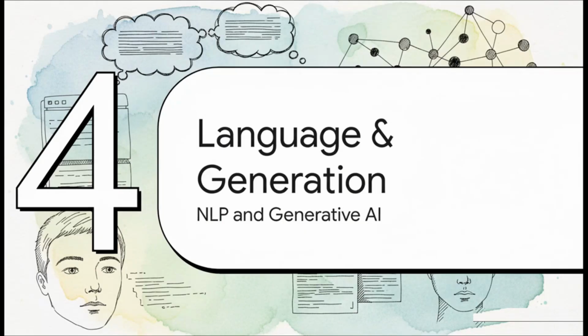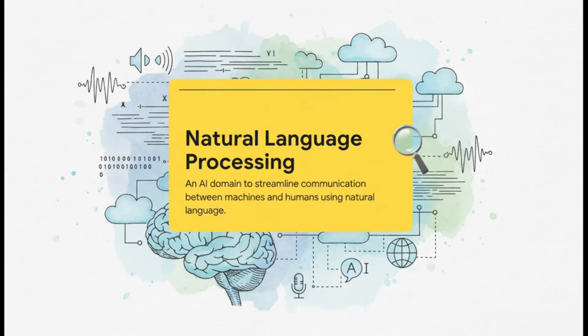Next up, we're moving from sight to sound and text. We're actually combining our final two big technical domains here, because honestly, they're so closely related. We're talking about natural language processing, which is about understanding human language, and generative AI, which is all about creating it. So, natural language processing, NLP.